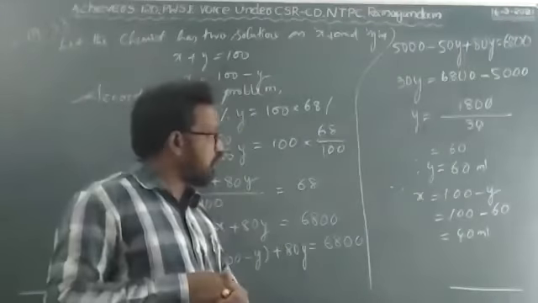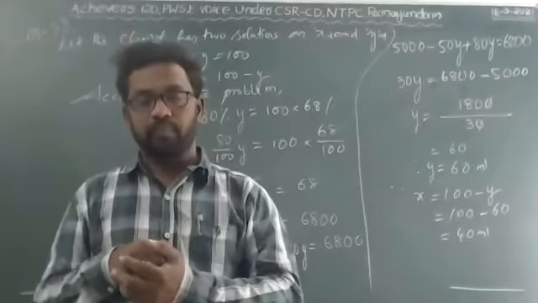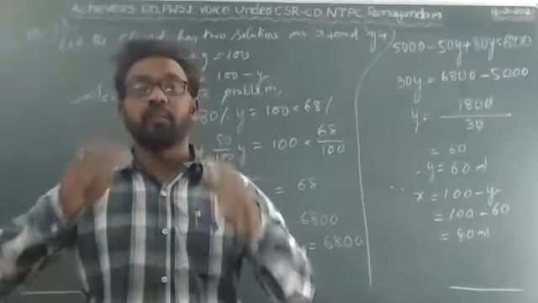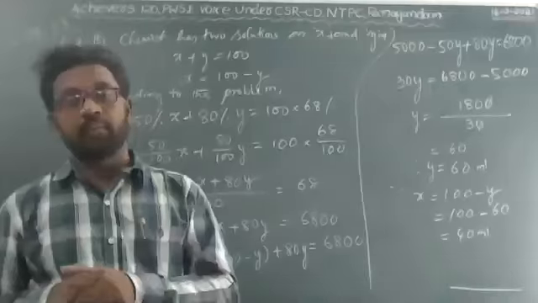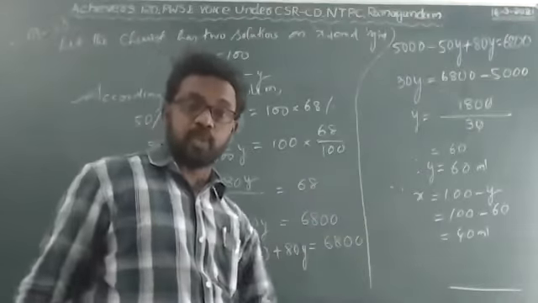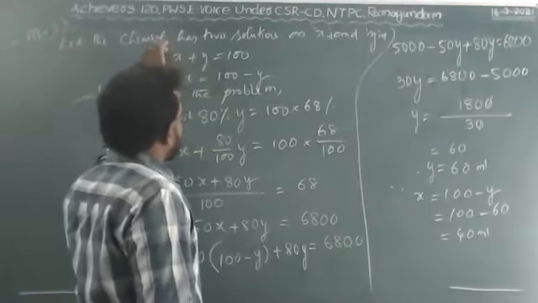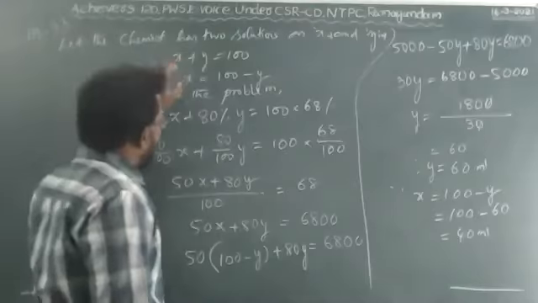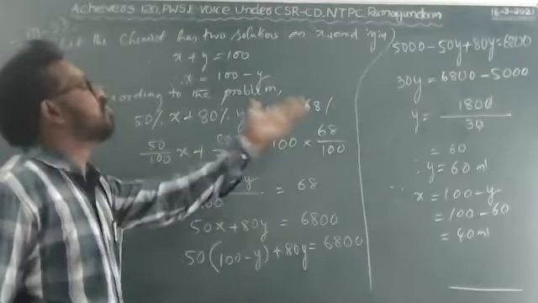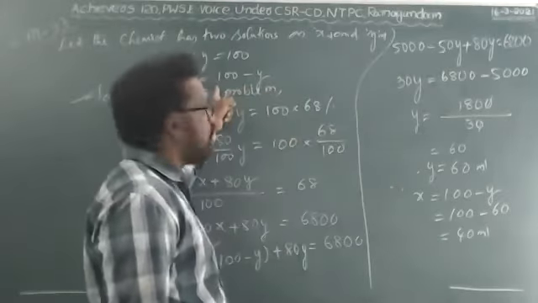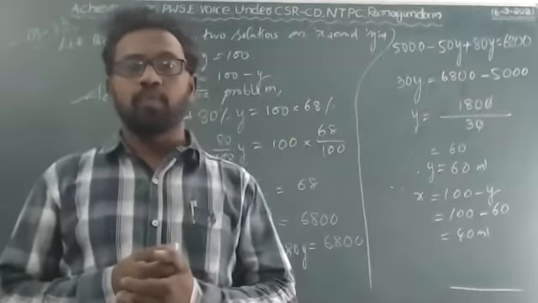So x equals 40 ml, children, and y equals 60 ml, the solutions he is adding so that he is getting 68% of the solution. And this is a method called the substitution method, children. I collected the value of x from the first equation, and this x value I am substituting in the second equation. So I am getting the value of the other variable, and I substitute it again in the same equation. So this is the method called the substitution method.